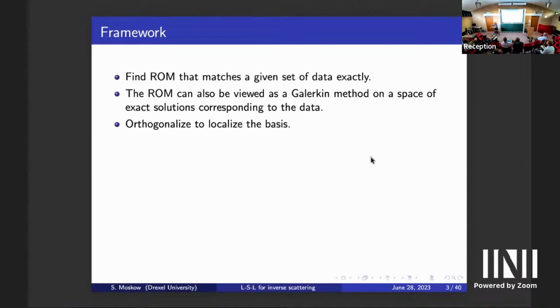Okay, so after you do that, you get the ROM, which gives you this Galerkin method. But of course, you don't know the exact solutions.